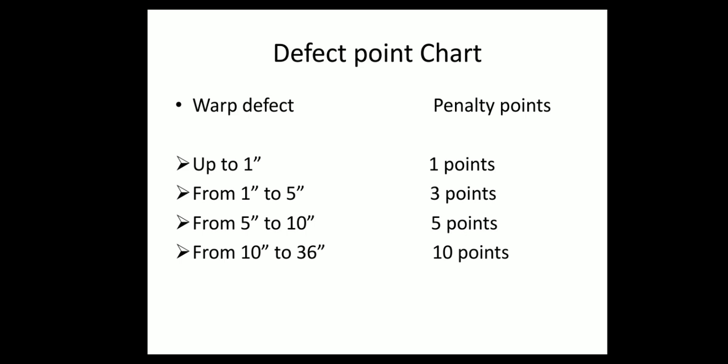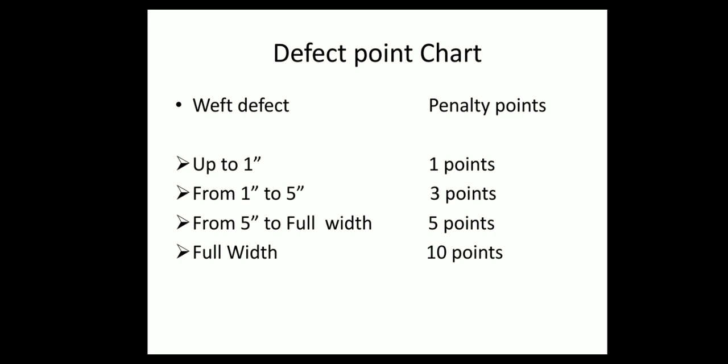Length of the warp defect up to 1 inch, 1 point. If the length of warp defect is 1 to 5 inch, 3 points. 5 inch to 10 inch, 5 points. 10 inch to 36 inches, 10 points. Next, weft side defects. Up to 1 inch, 1 point. 1 to 5 inch, 3 points. From 5 inch to full width, 5 points. Full width, 10 points.